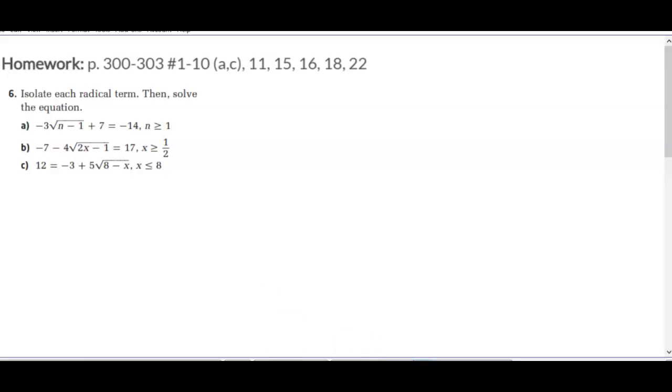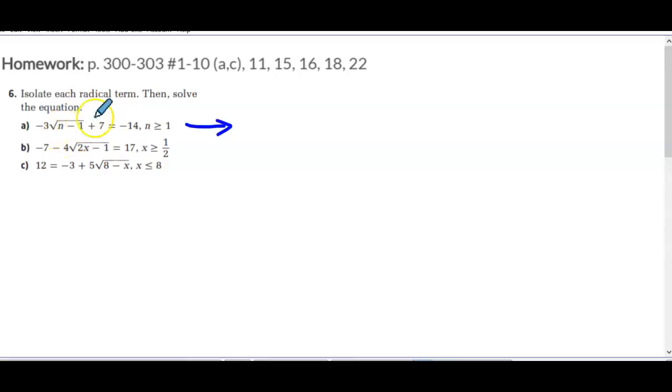Okay, we're going to look at lesson 3 in the radicals unit, at some of the homework questions. If you take a look, page 300, question 6, we'll first do 6a. It says isolate each radical term, then solve.